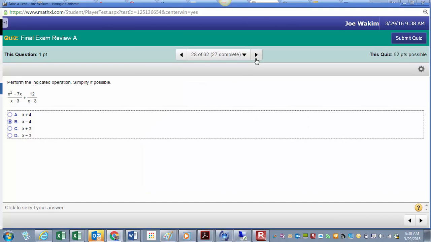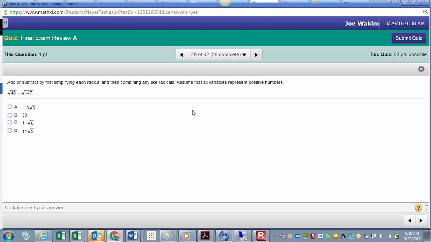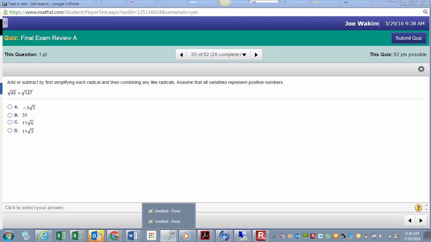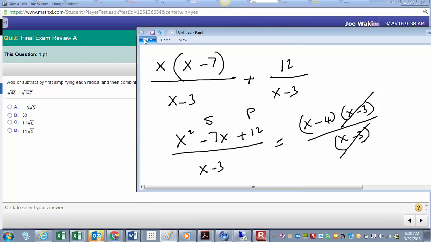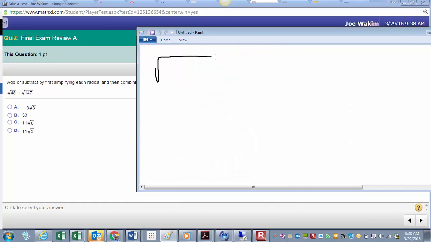29, add or subtract. So let's add these two radicals. We have to simplify them first. What is 48? 48 is 16 times 3, right? 16 is a perfect square, will come out as 4. So that would be 4 square root of 3 plus 147.